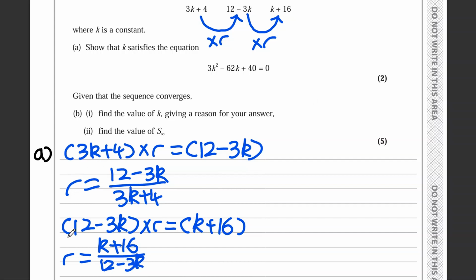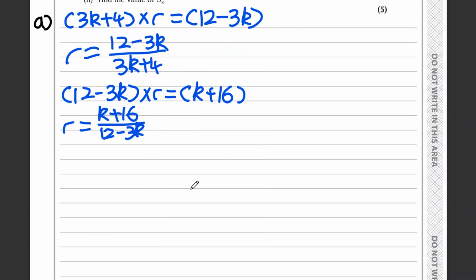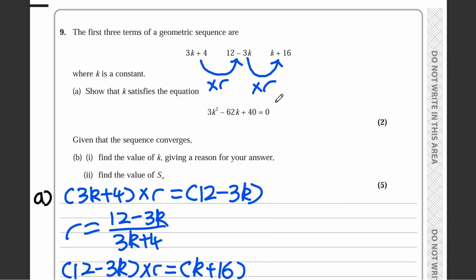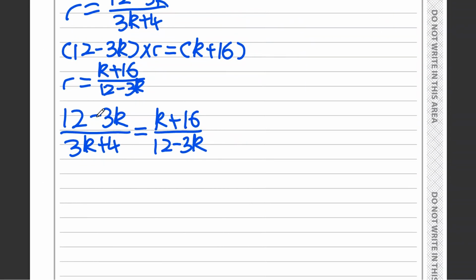As both of these equations here are equal to r, we can equate them to each other. So we can say that 12 minus 3k over 3k plus 4 is equal to k plus 16 over 12 minus 3k. So we've equated these two to each other, and now what we can just do is rearrange this in order to get it into this format here. So what we're first going to do is to multiply both sides by 12 minus 3k to move this denominator onto this side.